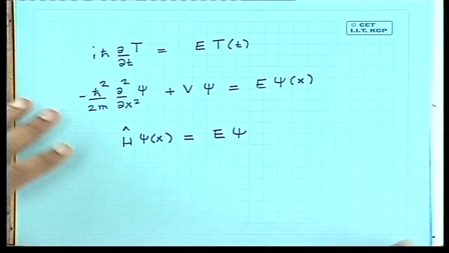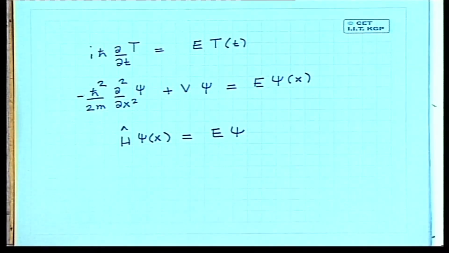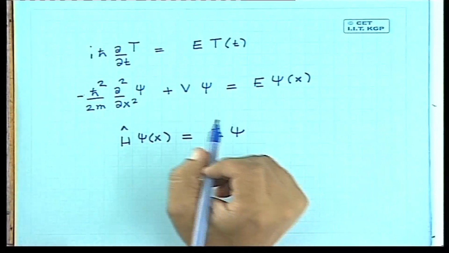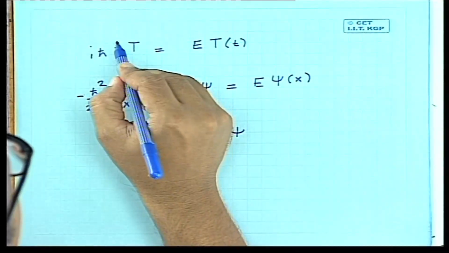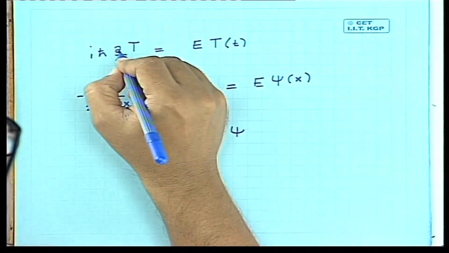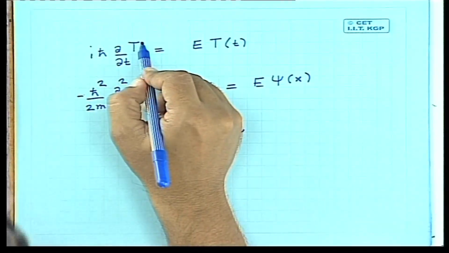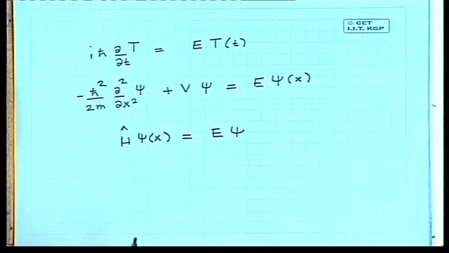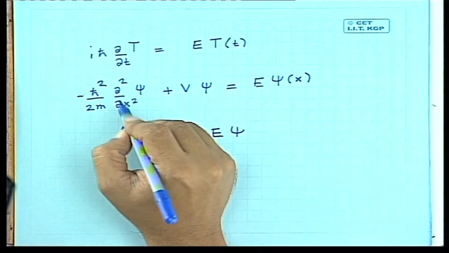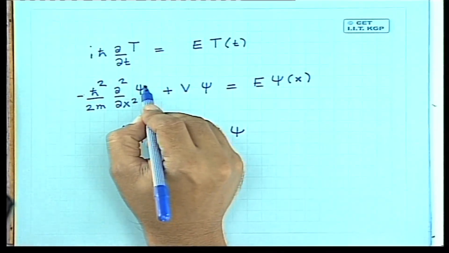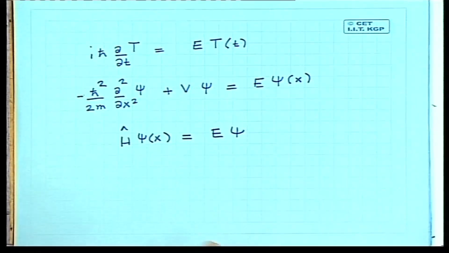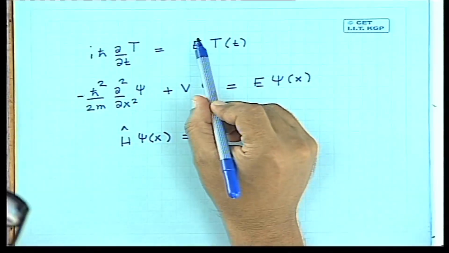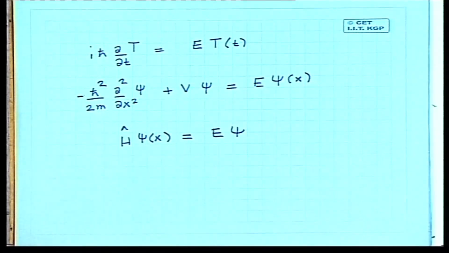So what have we done? We had a partial differential equation. We have reduced it to a set of two ordinary differential equations. These are no longer partial derivatives. These should be ordinary derivatives, because this is just a function of time and I'm differentiating with time. This should be also an ordinary derivative with respect to x, because this is just a function of x and I'm differentiating with respect to x. So I have two ordinary differential equations, and there is one unknown constant E which we have obtained in this process.